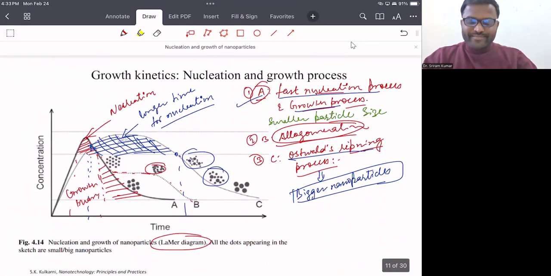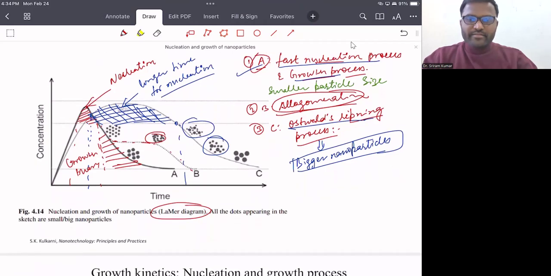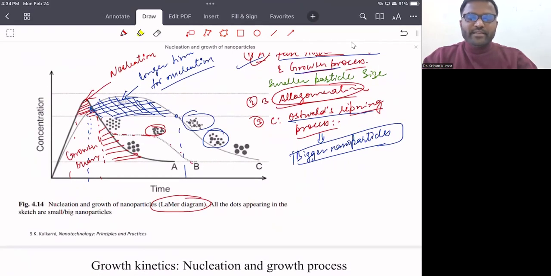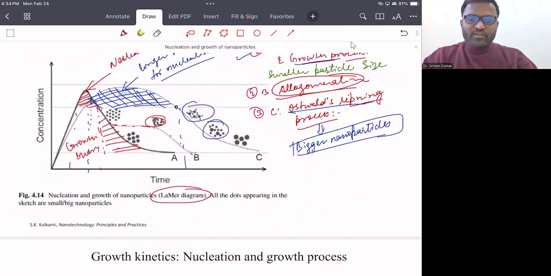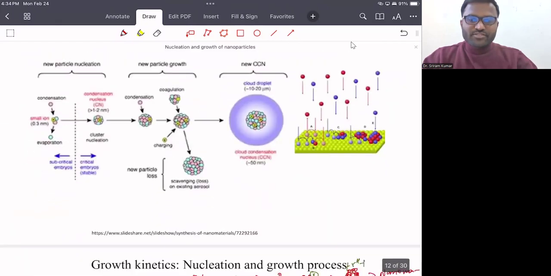We also understand the three different cases. One is the very fast nucleation process and growth process. Second, third is the Ostwald ripening process. And we understand the difference between these three processes and the effect of these processes on the nanomaterial synthesis and the size.